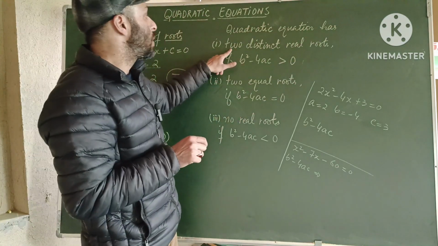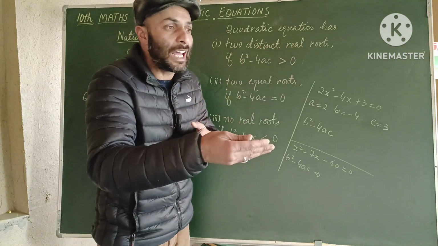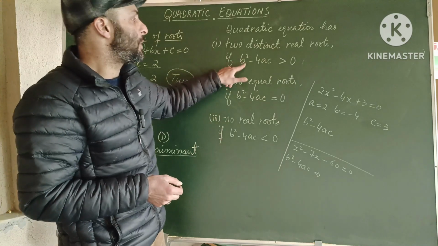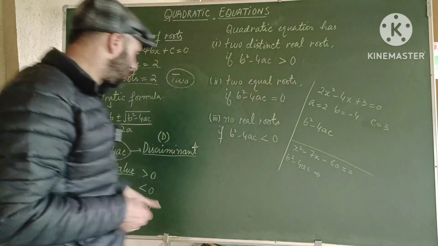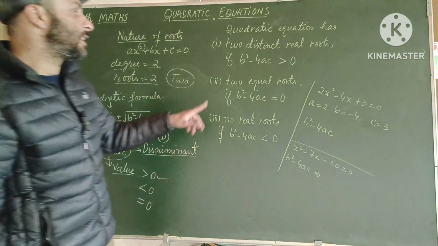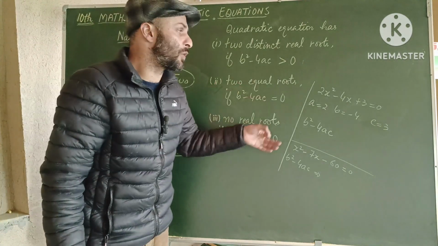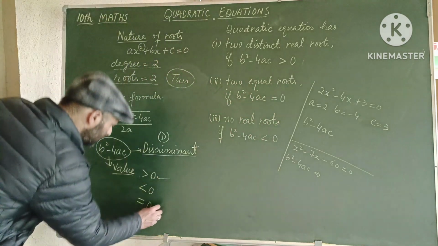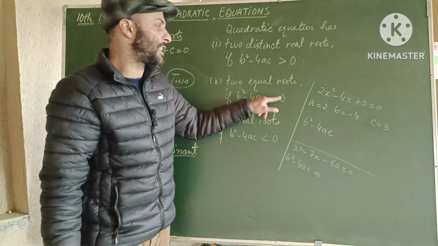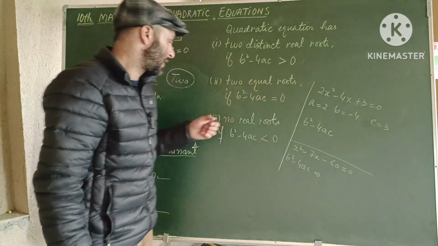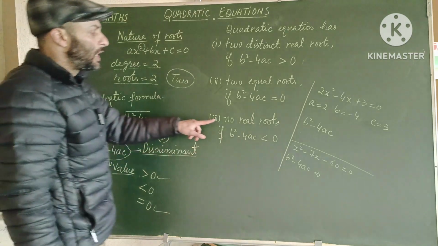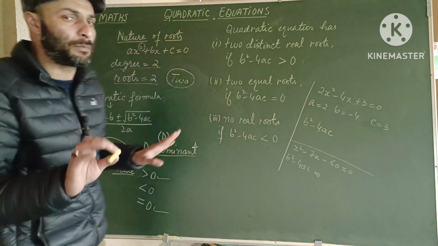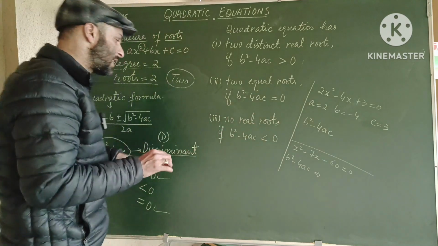So in summary: if b square minus 4ac is greater than 0, the quadratic equation has two distinct real roots. If b square minus 4ac is equal to 0, there are two equal roots, the same roots. If b square minus 4ac is less than 0, there are no real roots, only complex or imaginary numbers.